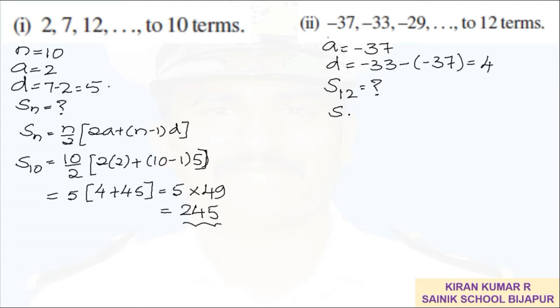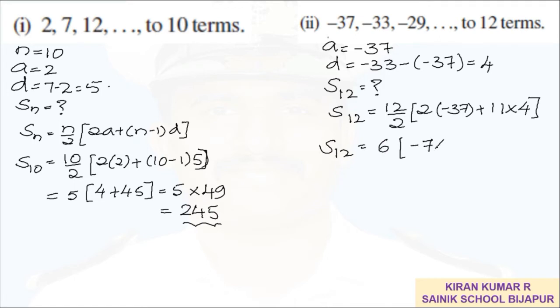So let me use a formula. So directly I will write it is n by 2, it is 12 by 2 times of 2a, 2 times of minus 37 plus n minus 1 is 11 multiplied to common difference 4. So S12 will be equal to 6 multiplied to minus 74 added to 44. Minus 74 plus 44 will be minus 30. So the sum of first 12 terms of this particular arithmetic progression is minus 180.